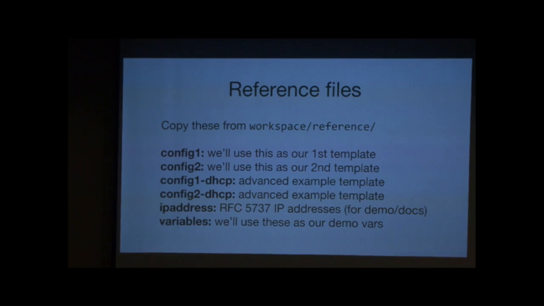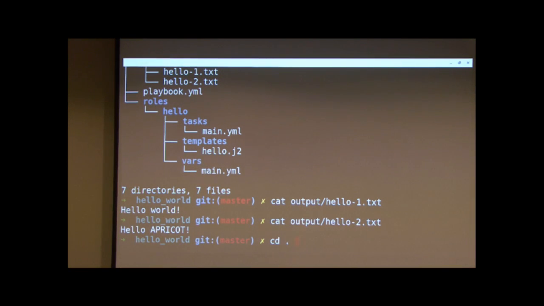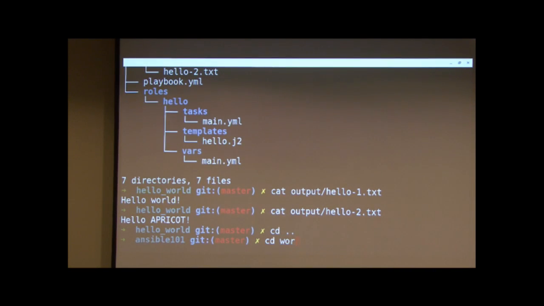Okay, so for folks following along, what we're going to want to do is change into the workspace directory. And we've already got some reference files in there in a reference directory for you to help speed this up a little bit. So the files that we're going to use primarily are going to be config1. That's going to be our first template. If we have enough time, we'll try doing the config1 DHCP. And then otherwise we have IP address and variables. And we're actually going to switch over so I can show you what those look like. So let me get out of here. Move into the workspace.